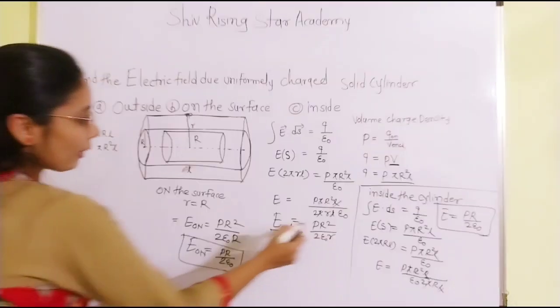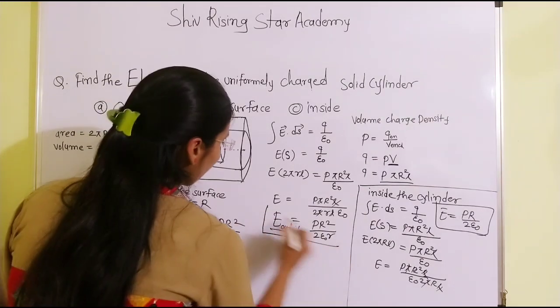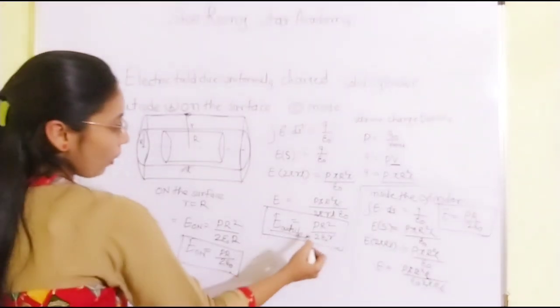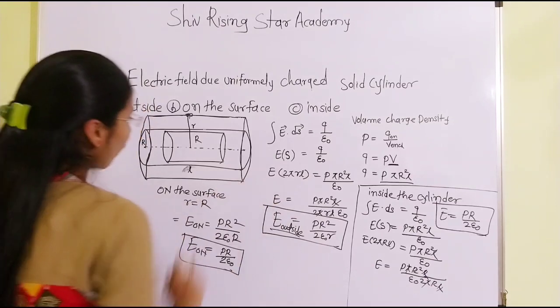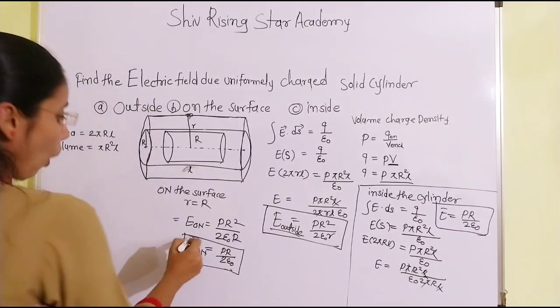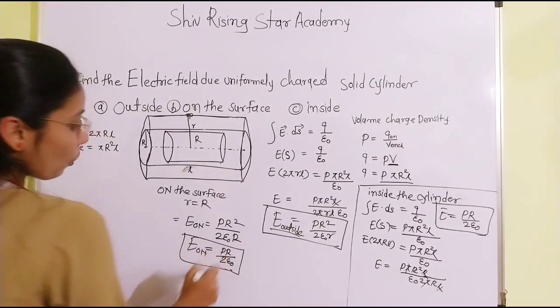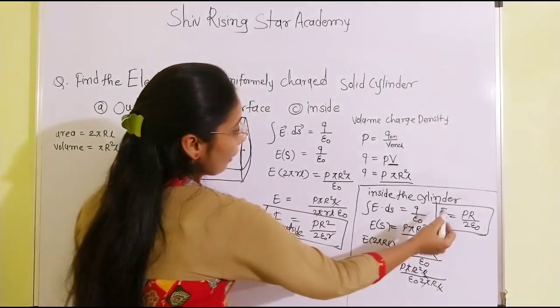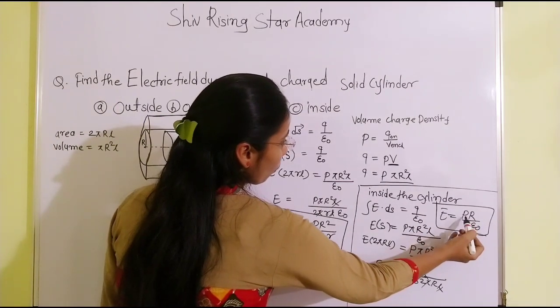So the electric field outside the cylinder is rho R square upon 2 epsilon naught r. On the surface it is rho R by 2 epsilon naught, and inside the cylinder E is equal to rho r by 2 epsilon naught.